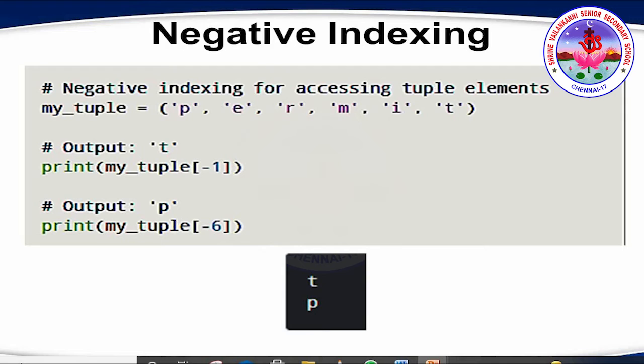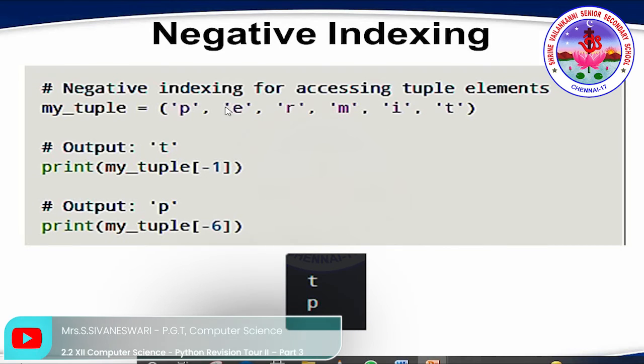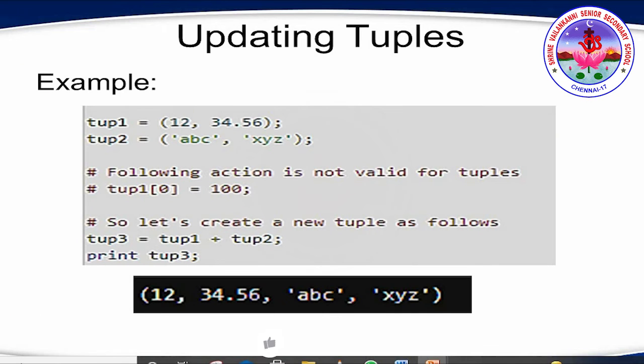Next, negative indexing. Negative indexing for accessing tuple elements. My_tuple is equal to, again, P, E, R, M, I, T, each character separated. Print my_tuple of -1. That is T. It starts from the rightmost in negative indexing. Next, print my_tuple of -6. When we count -1, -2, -3, -4, -5, -6, P is printed.